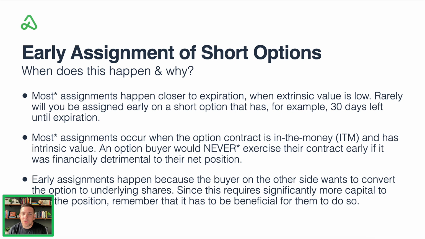So an option buyer, like I said, would never exercise their contract early if it was financially detrimental to their net position. They would never do something where they actually lost money by exercising the contract. They'd never willingly do that, okay? Early assignments happen because the option buyer on the other side wants to convert the option to underlying shares. This is just their preference. It's their choice. It's what they bought. It's their option. They can choose to do this or not.